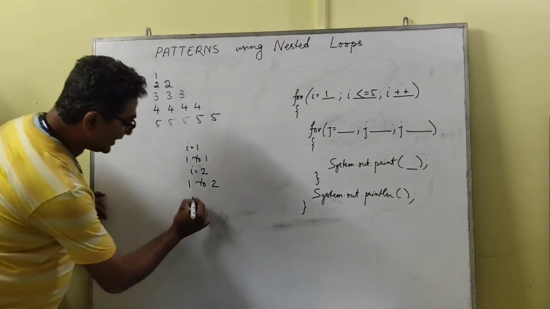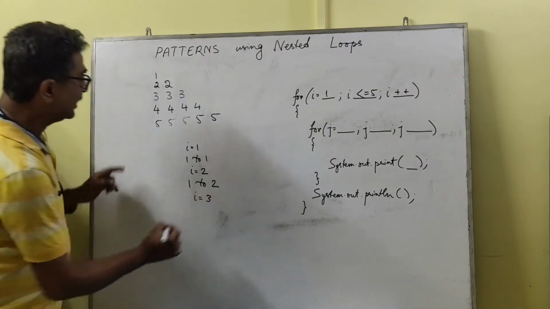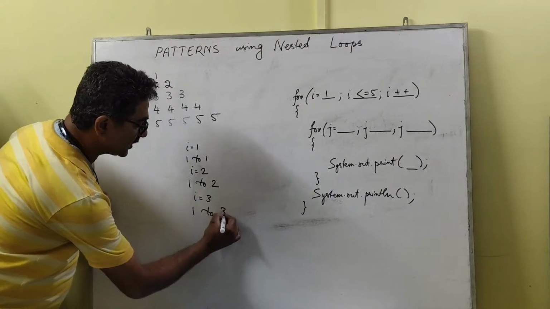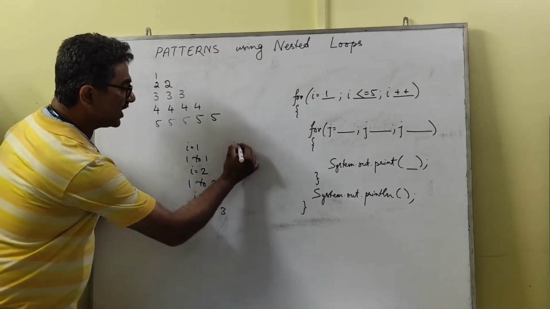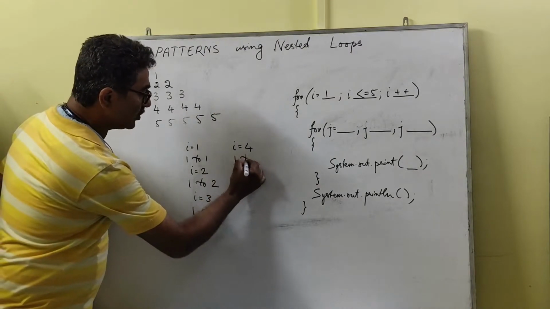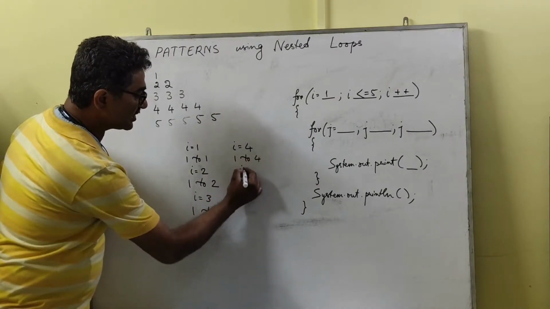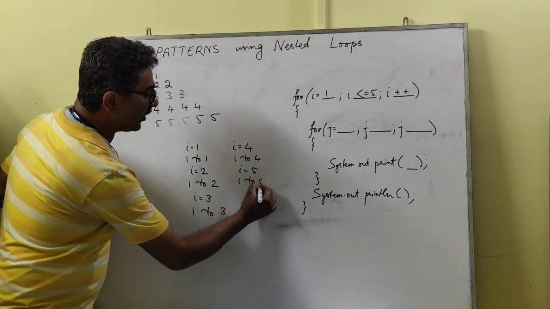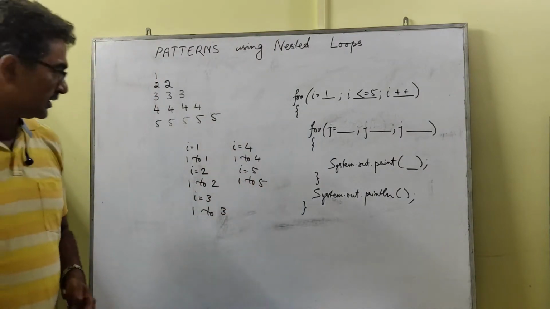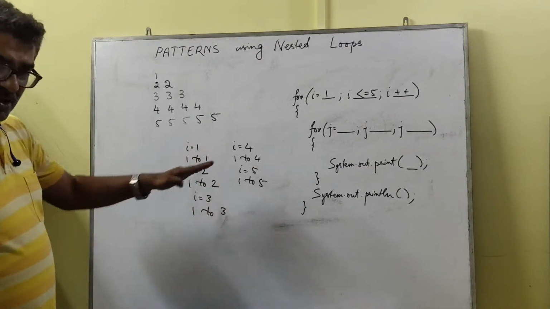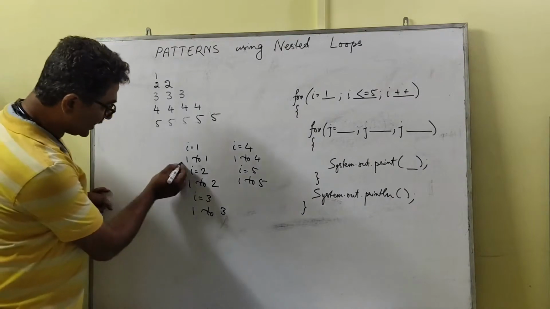When the value of I is 3, it's running 3 times. So I can tell it should run from 1 to 3. Similarly, when the value of I is 4, it should run 4 times. So I can tell 1 to 4. When the value of I is 5, it runs 5 times. So I can tell 1 to 5. That is how the entire thing goes. So we can find a common relationship between each of the inner loops. These are the inner loops, remember.